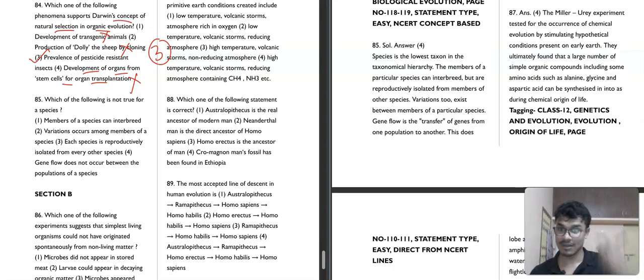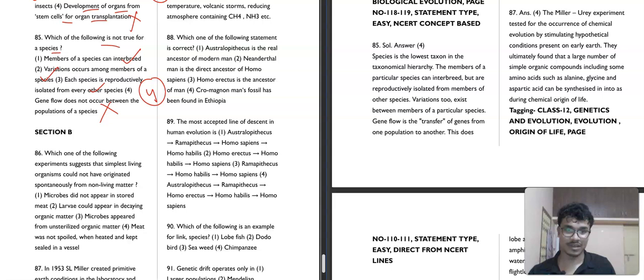It is saying that which of the following is not true for a species? Members of species can interbreed, correct. Variations occur among members of species, correct. Each species is reproductively isolated from every other species, correct. Then gene flow does not occur between the populations of a species. Gene flow does occur. So the fourth option is our correct answer, because gene flow, you know, the transfer of genes from one population to another, basically occurs.